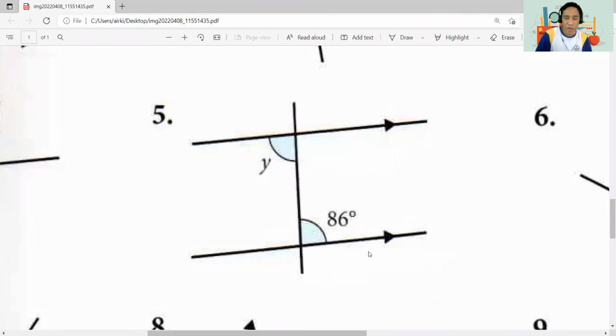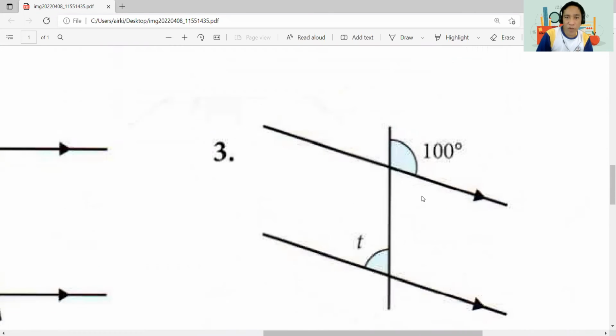So under number 5, as you can see, they are alternating angles. So therefore, angle Y is also 86 degrees. The reason why is alternating angles. Quite easy for number 5. Almost the same as number 3.